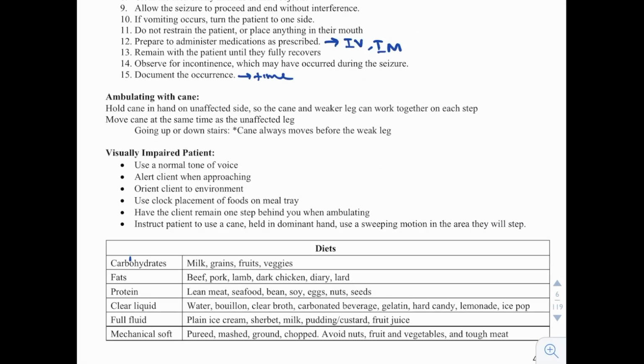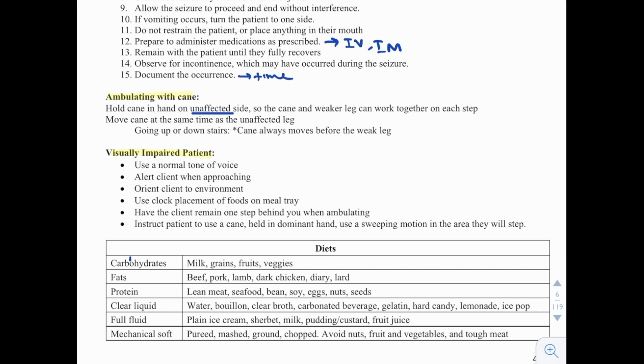So let's talk about patients ambulating with a cane and visually impaired patients. When we're talking about NCLEX, we want to make sure that patients are holding the cane on the unaffected side, so that the cane and the weaker leg can work together on each step. We don't want the cane on the same side as the weak leg because that could cause the patient to fall over to that side. So what we want is the cane on the opposite side so they can lean on that side while they're putting some effort into that weaker leg, and it will create stability versus all of the weight being on one side of the body.